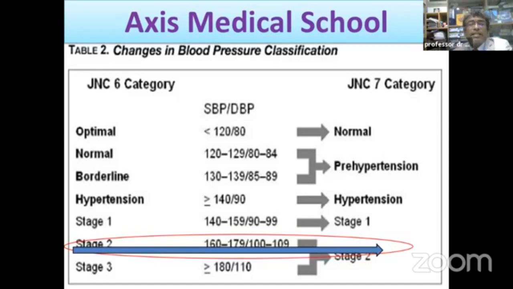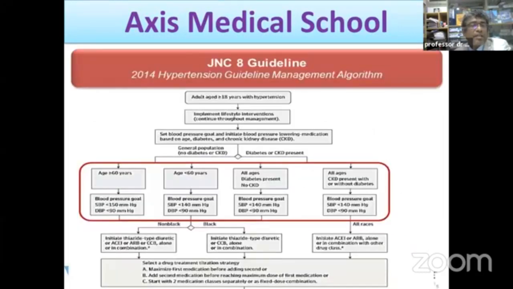In stage 2, we know that the patient should start at least 2 antihypertensive drugs along with lifestyle modification. Lifestyle modification should be given in all stages of patients, along with pre-hypertension. And with lifestyle modification, at least 2 groups of antihypertensive medication should be started in this patient.